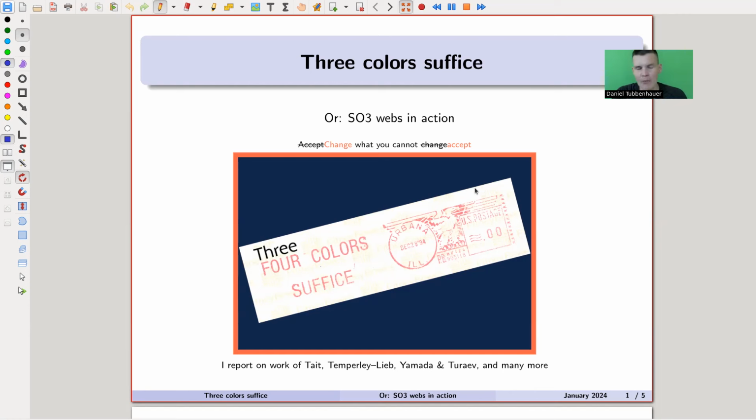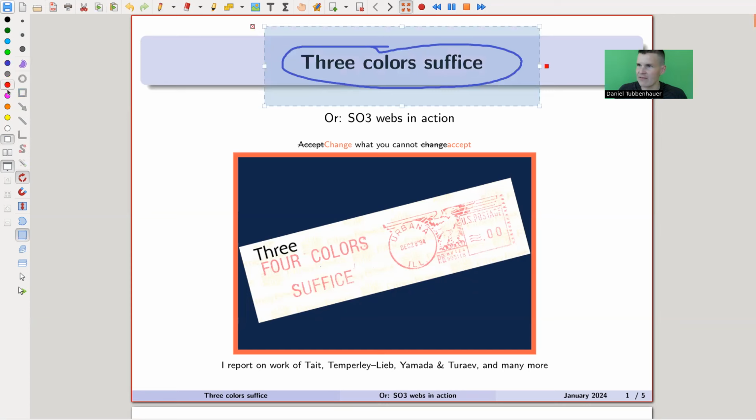But anyway, the topic I've chosen is quite nice, somewhat well known, but not well known enough, in my opinion. That's why we're here. It's about the four-color theorem, or rather the three-color theorem. That's why I have my three-color suffice here. It's about how to reformulate the four-color theorem using three colors only, and then going one step further and reformulating it in terms of representation theory of a certain type of object, which I call special orthogonal 3x3 matrices, or SO3 for short.